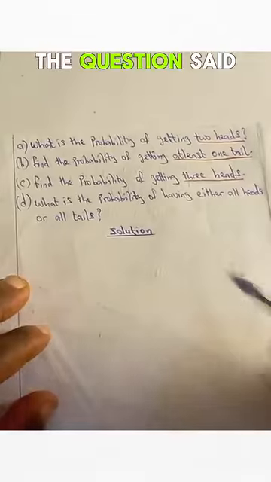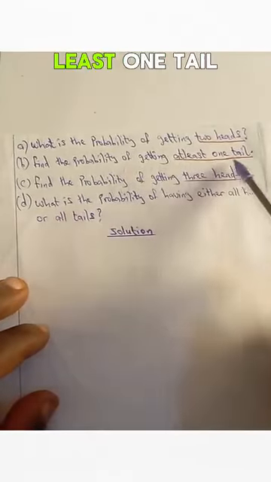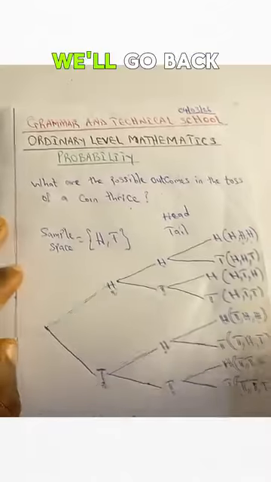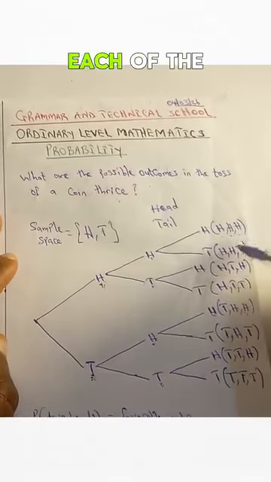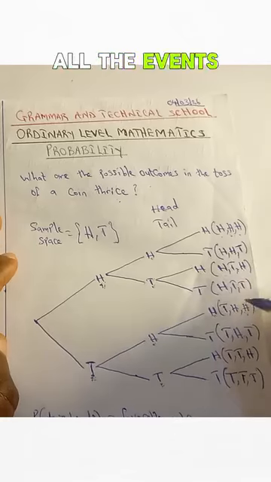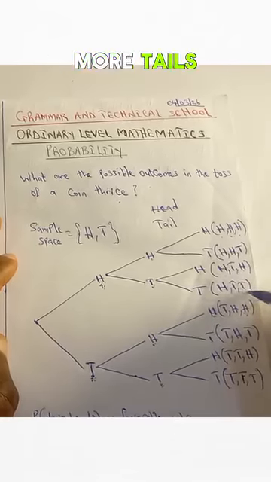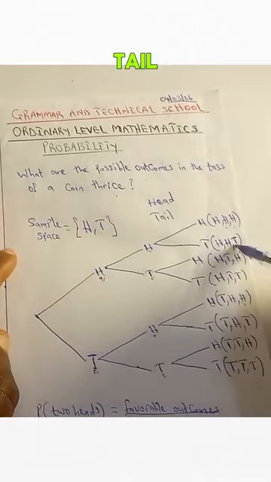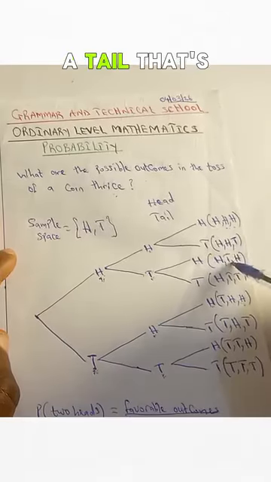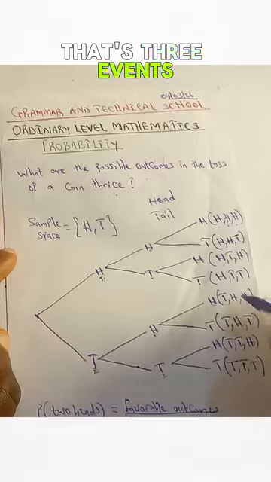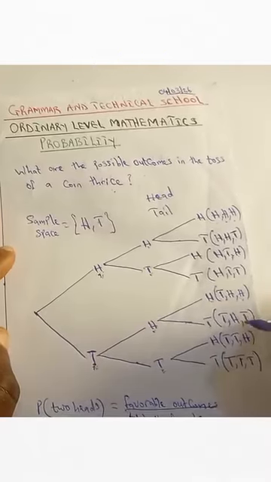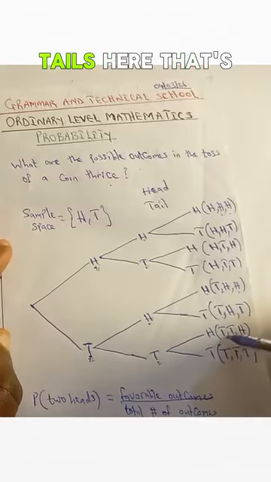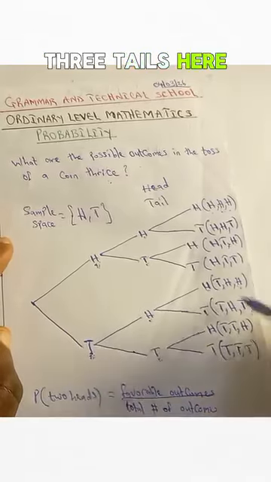The second question said, find the probability of getting at least 1 tail. It means that 2 or more tails can be included. We'll go back to our sample space and check each of the events, and pick out all the events that contain at least 1 or more tails. These events we'll consider as our favorable outcomes. Here we have 1 tail, that's 1 event. Here we have a tail, that's 2 events. Here we have 2 tails, that's 3 events. We have 1 tail here, that's 4 events. We have 2 tails here, that's 5 events. We have 2 tails here, that's 6 events. And we have 3 tails here, that's 7 events.